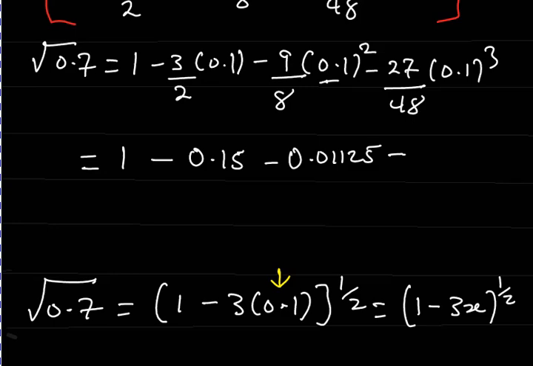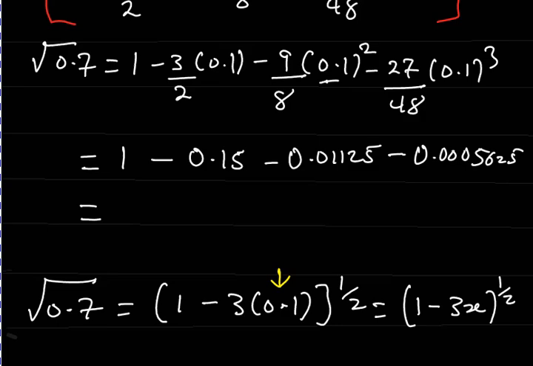Then I multiply that by 27, then divide it by 48. So that's going to be 0.0005625. So let's add everything together.